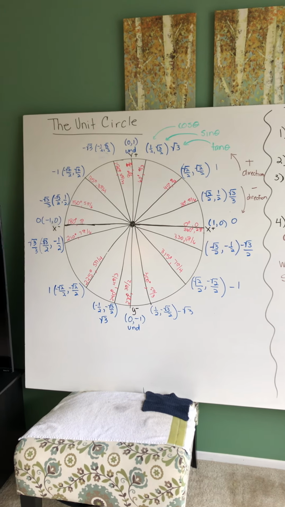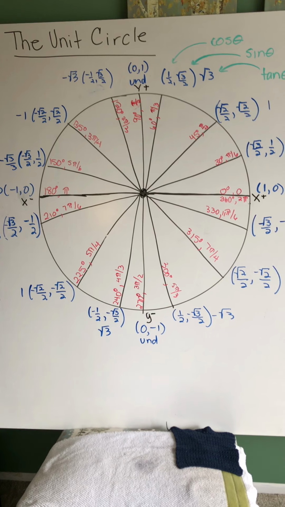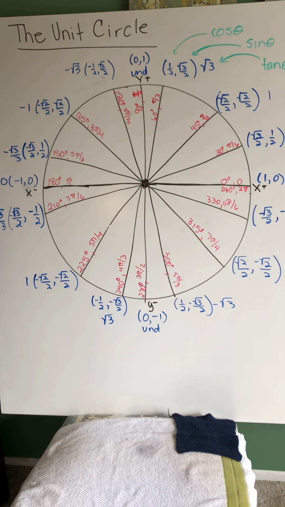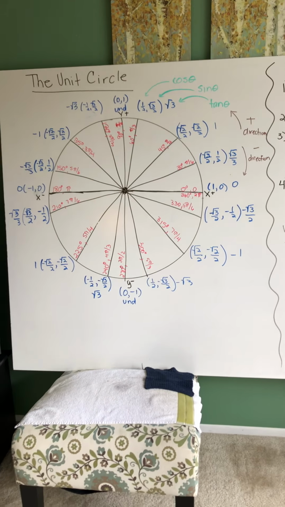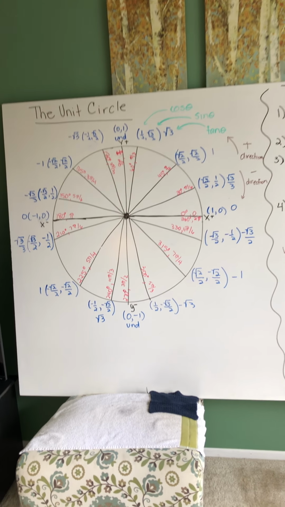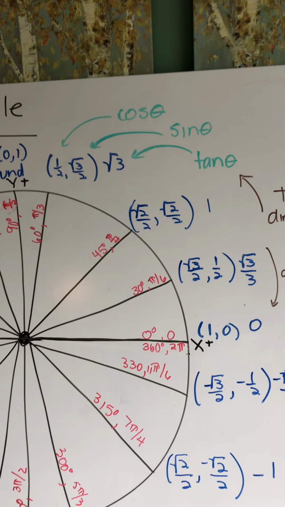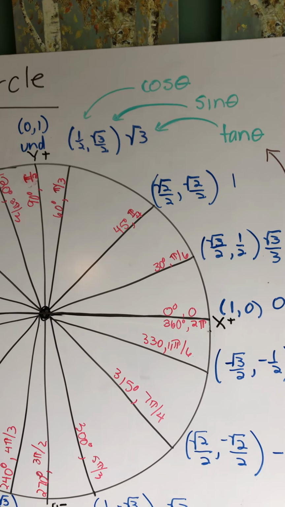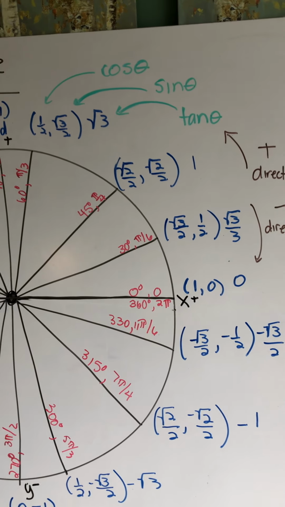So I quickly made this unit circle. Notice in red, what I have is the degree measure and its equivalent radian measure next to it. On the outside in blue, I have the cosine, sine, and tangent values, right? So if you notice, cosine will be the first value in parentheses, sine will be the second value, tangent will be the third value on the outside. Notice that kind of goes in alphabetical order, right?